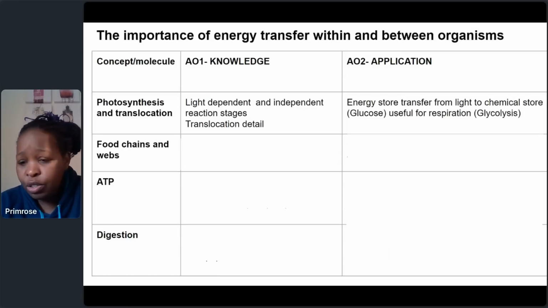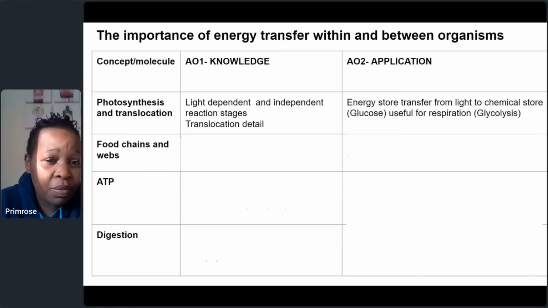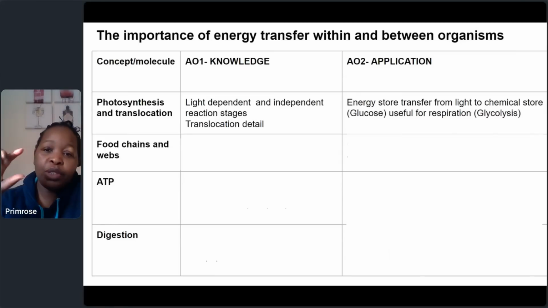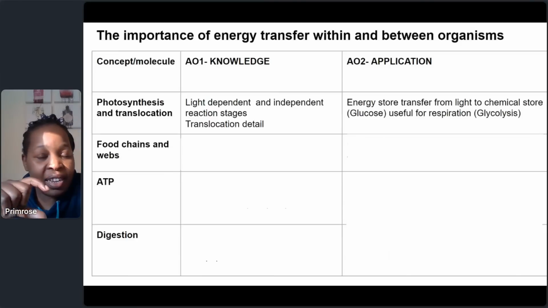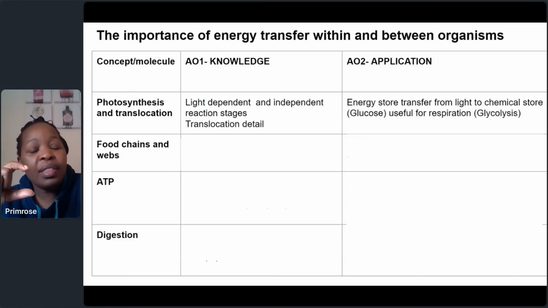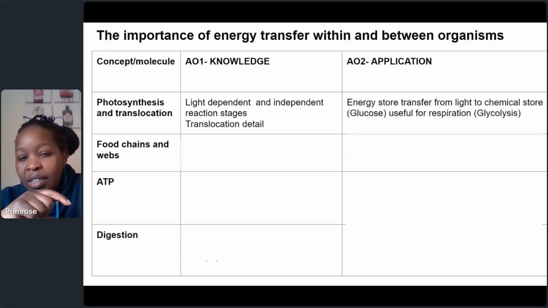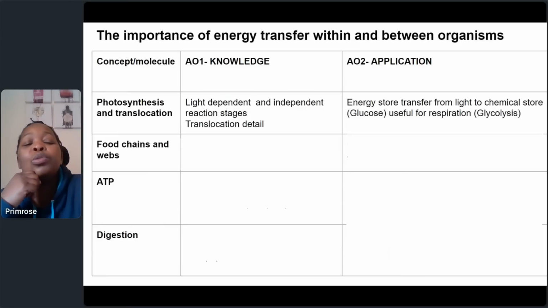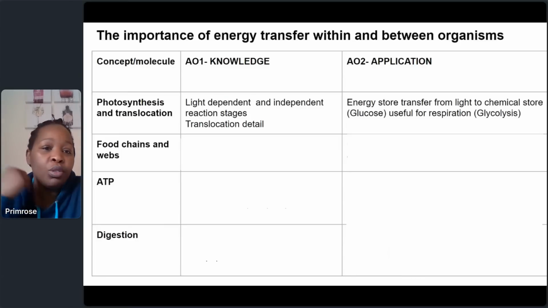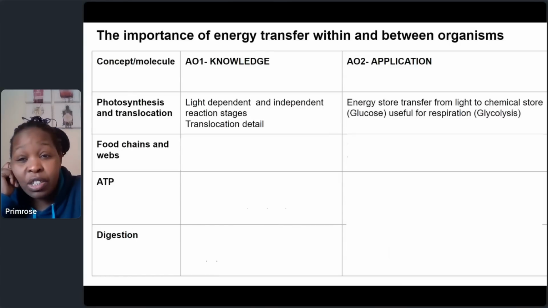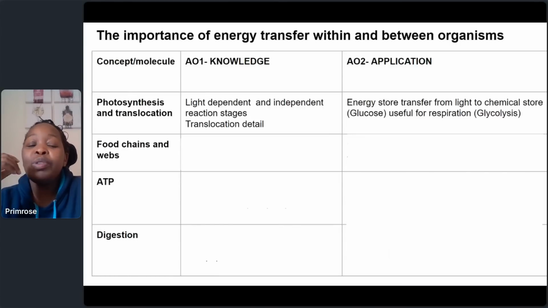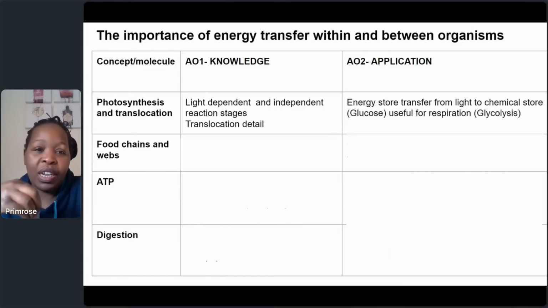The other thing that you could talk about linked to plants is translocation and the movement of sugars from source to sink, and why it is important that the glucose moves to a sink, and what would happen if glucose did not move into the sink from the source. Now remember, the source is anywhere where glucose or sugars are being generated, so it links in beautifully to the light dependent and light independent stages.